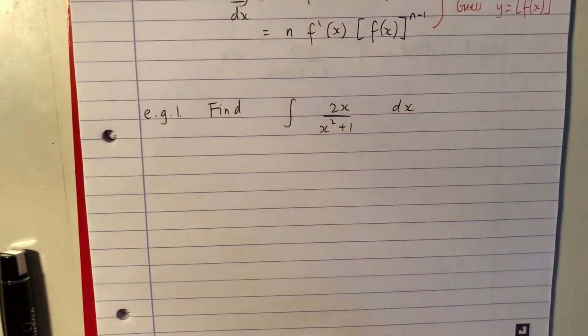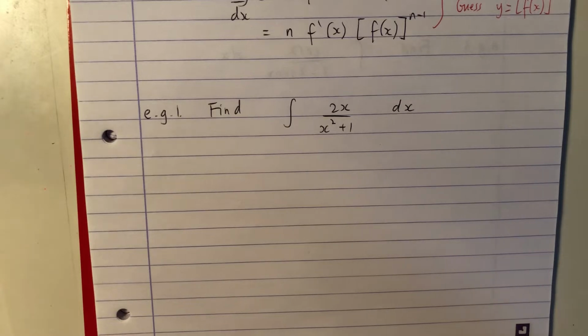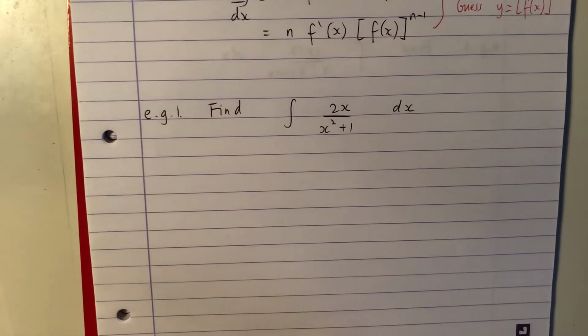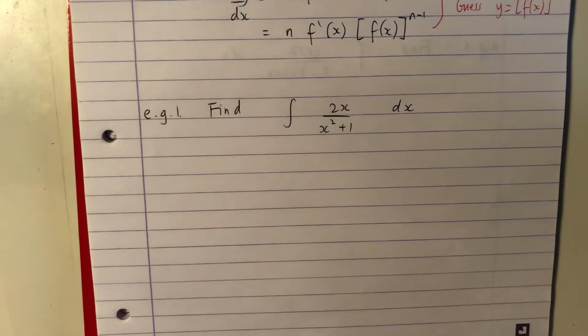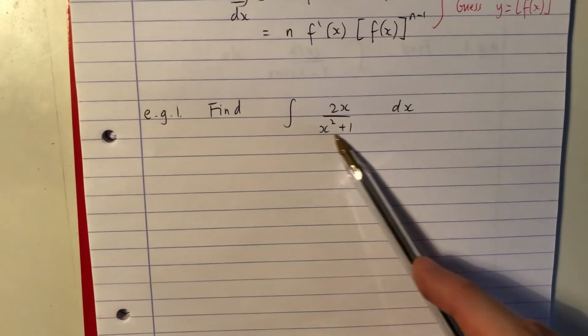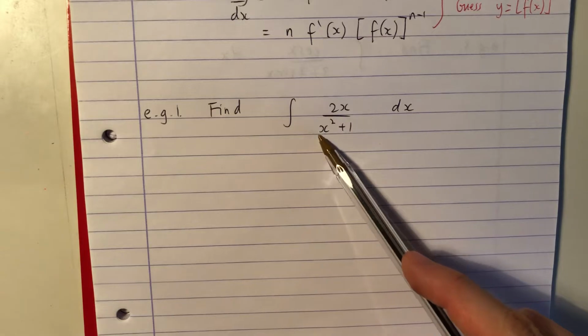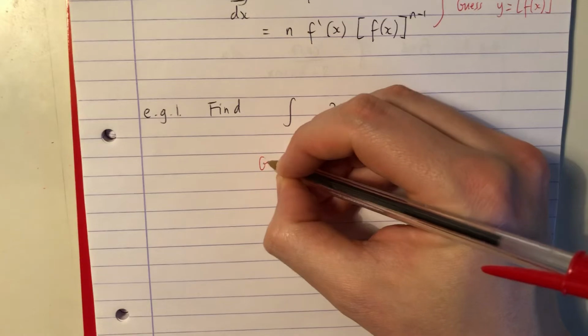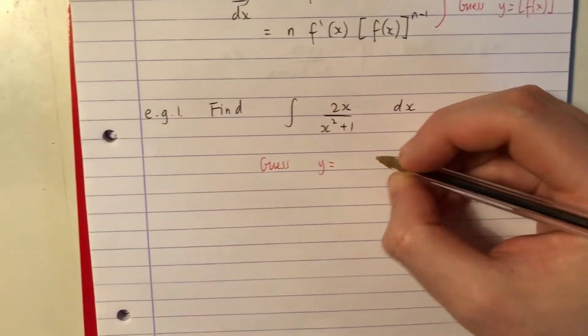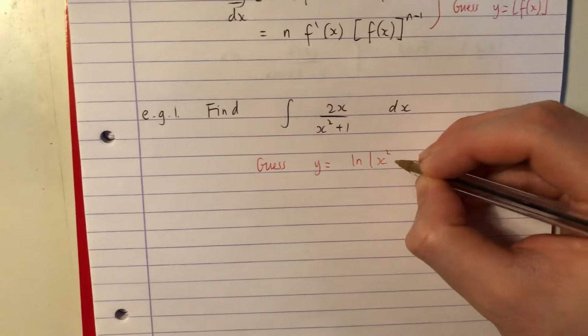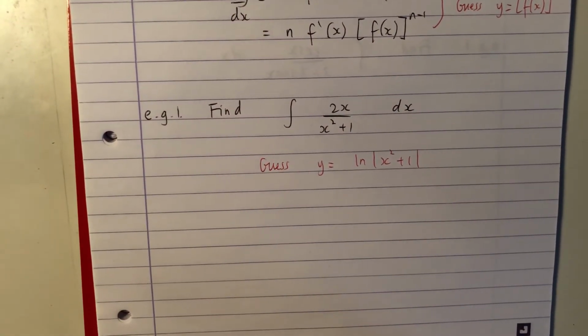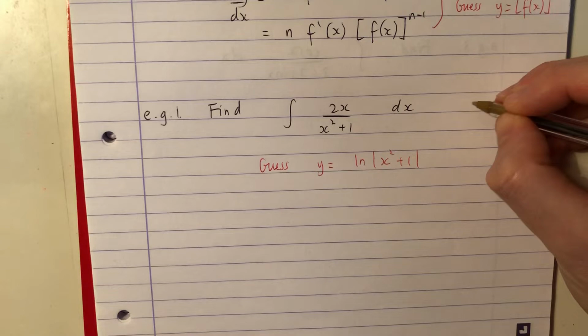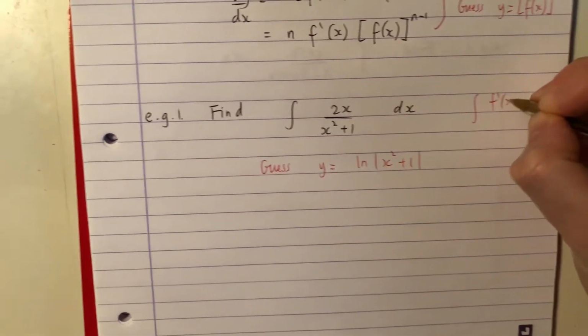E.g. number 1. Can you spot either f dashed of x over f of x or f dashed of x times a power of f of x? Now this one, x squared plus 1, what does that differentiate to? 2x. Well, that looks promising. So my guess would be ln of the denominator, ln of f of x, because I'm spotting this pattern, integrating f dashed of x over f of x.